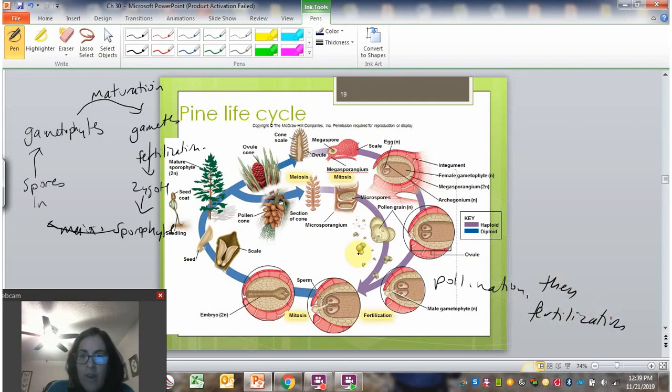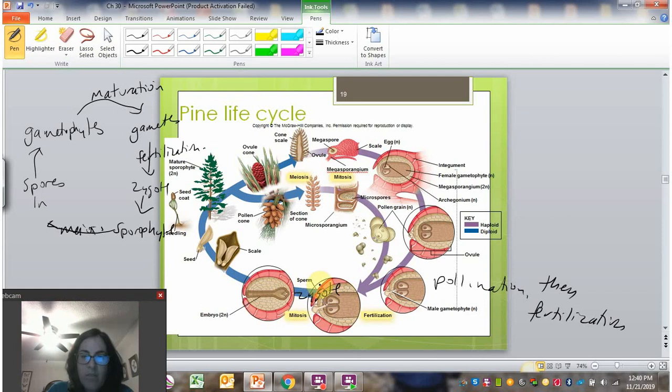A pollen grain usually travels by wind for most conifers or gymnosperms. So the pollen grain gets blown over to the ovule cone, and the pollen grain lands on this area where the ovule is. The pollen grain sends down a pollen tube, and then the sperm are able to travel down that pollen tube to the egg. So here's our pollen tube, the sperm being delivered to the egg. So now fertilization can happen. Now we have a zygote. So the fertilized egg is the zygote.